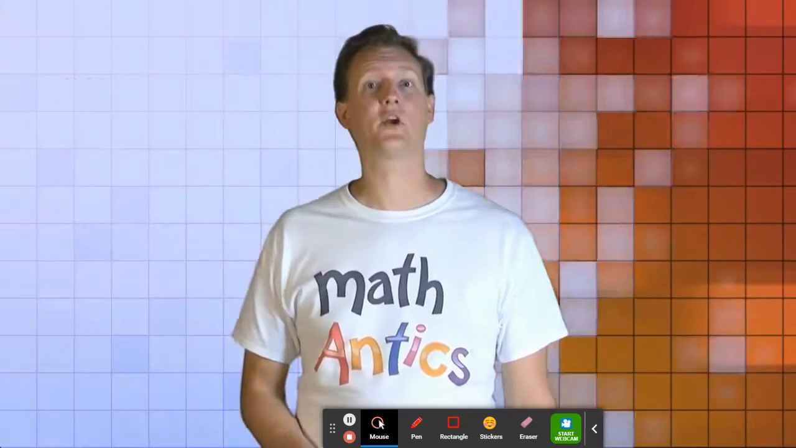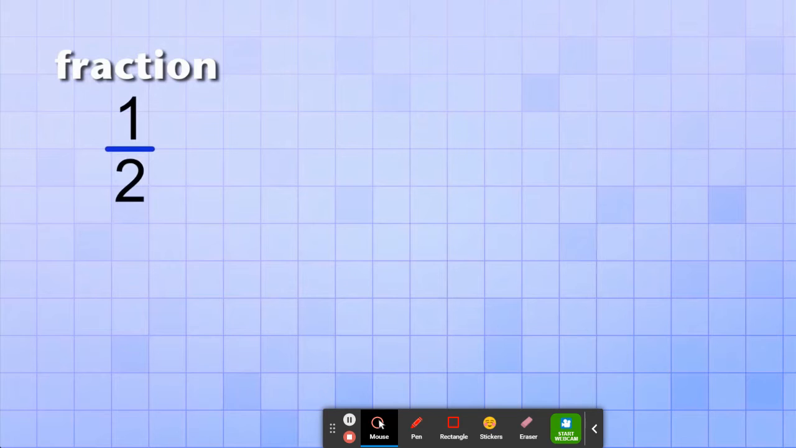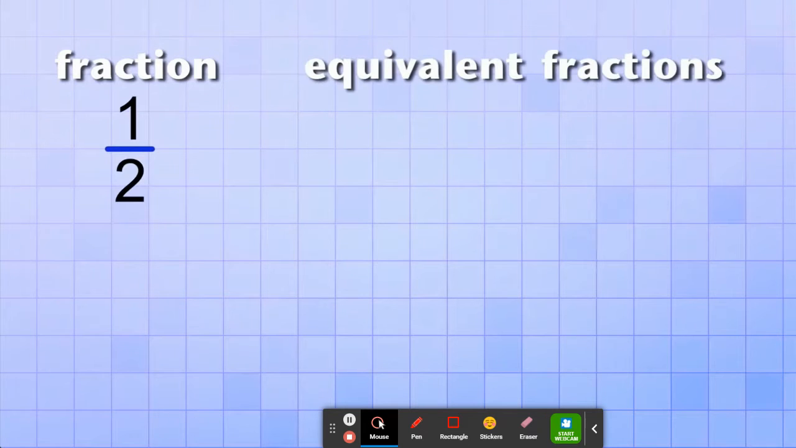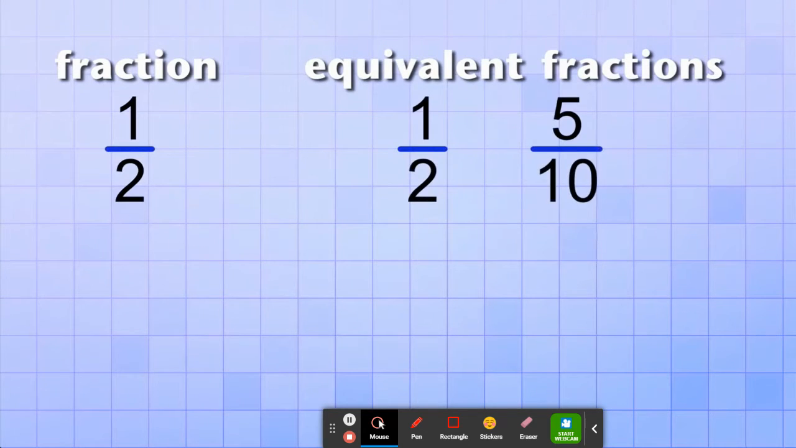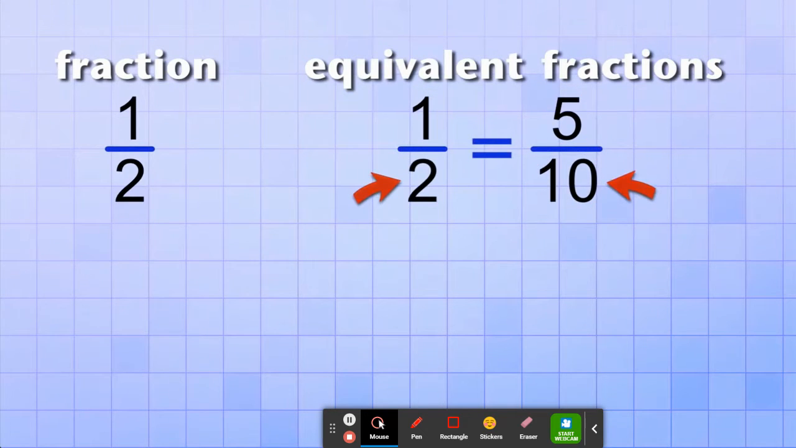To see what I mean, let's start with the simple fraction 1 over 2, or 1/2. Now let's look at a pair of equivalent fractions, 1 over 2 and 5 over 10. These fractions are equivalent because even though they have different top and bottom numbers, they have the same value. 1 is half of 2, and 5 is half of 10, so they represent the same amount.